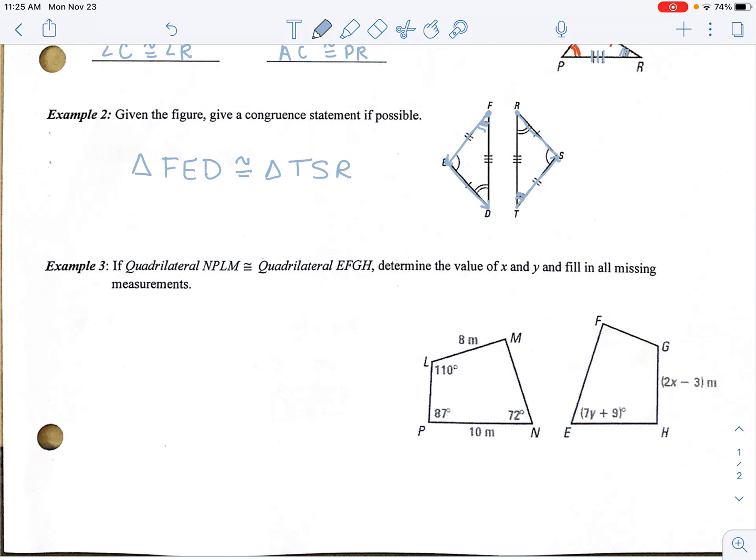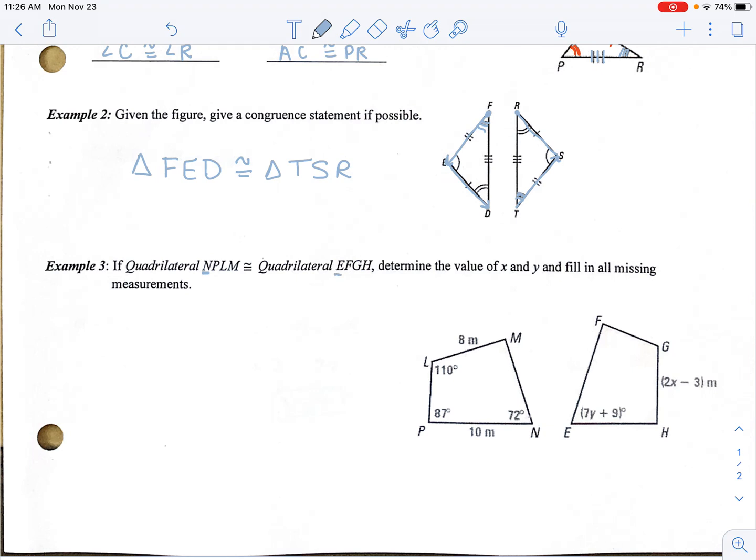Over here, it says if quadrilateral NPLM is congruent to quadrilateral EFGH, determine the values of X and Y and fill in all the missing measurements. So if you look at this one, it doesn't have really any markings, all right? But we can also go by the name. So how do you go by the name?